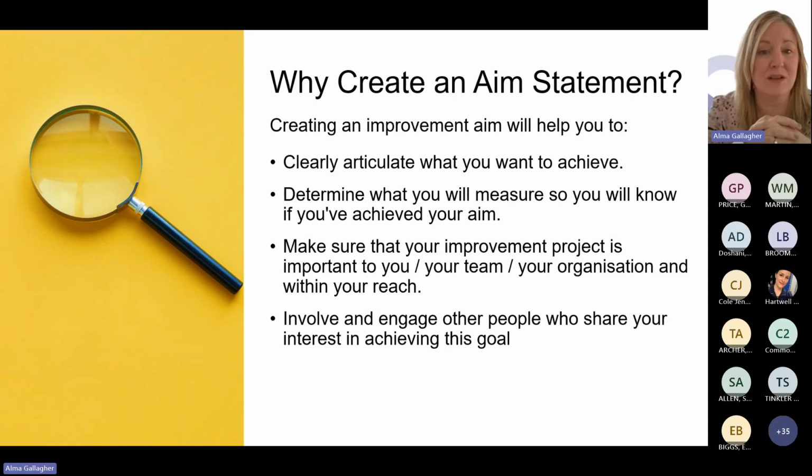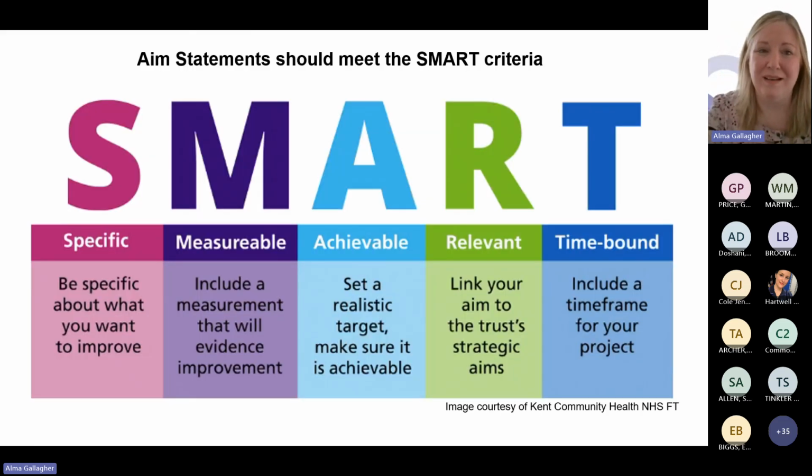It will also help you to engage other people who share your interest in achieving this goal. So that's why we're doing aim statements. And how do we do them? Well, all aim statements should meet the SMART criteria. That means they need to be specific about what it is you want to improve.